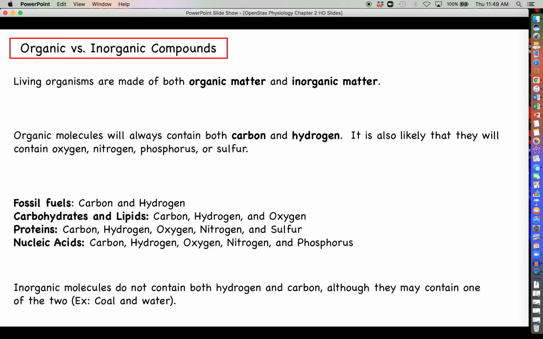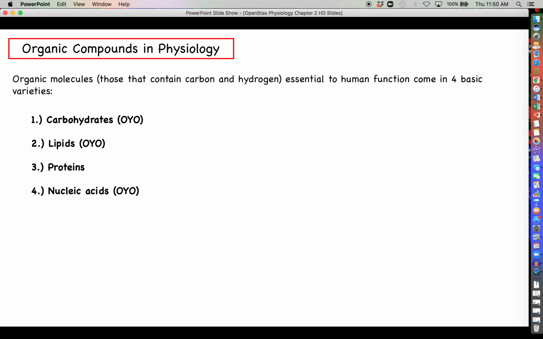Inorganic molecules, as the previous definition suggests, do not contain both carbon and hydrogen at the same time, although they may contain one of the two. Coal or graphite or diamond is literally just pure carbon. No hydrogen, so it's not organic. Water contains hydrogen but not carbon, so it's not organic. If something is going to be considered organic, it has to have both carbon and hydrogen.